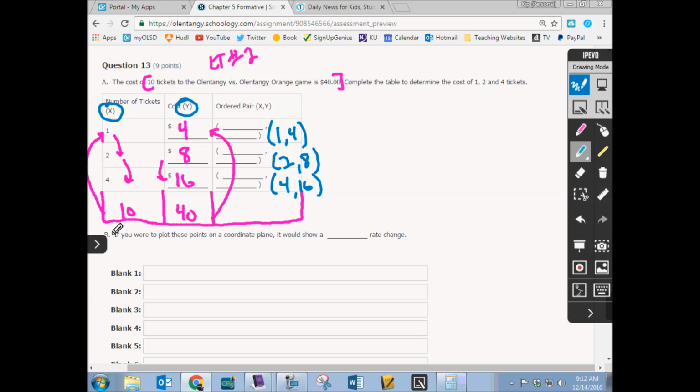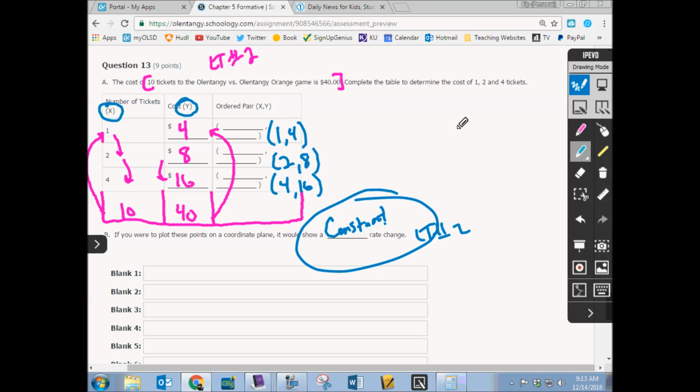That's it. Now, for letter B, also learning target number 2, if you were to plot these points on a coordinate plane, it would show a constant rate of change. Everybody write it right now really big. Whenever you have a ratio table, whenever you have the same ratios, do you agree that 1 to 4 is the same as 2 to 8? Yes. Which is the same as 4 to 16, right? Which is the same as 10 to 40. Aren't those all equal ratios? Yes. They're all equivalent. Whenever you have equivalent ratios, you will always have a constant rate of change.